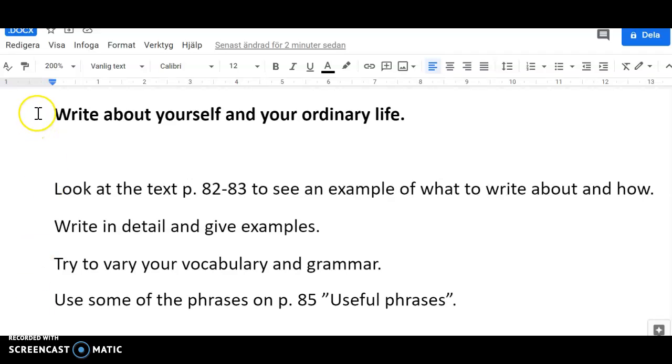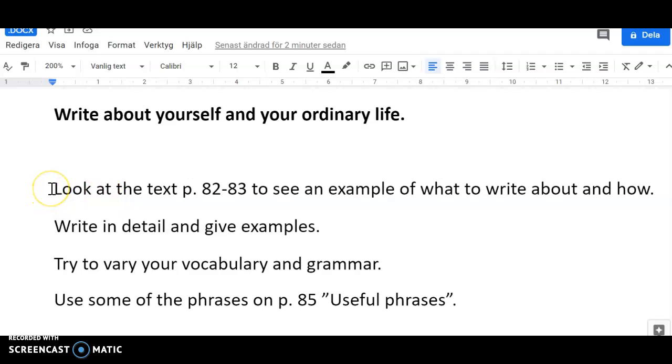Write about yourself and your ordinary life. Nu ska du skriva om dig själv och ditt vanliga liv, ditt vardagsliv. Du ska inte skriva om en vanlig dag i ditt liv, utan lite grann om hur hela ditt liv ser ut. Lite grann om hur ditt liv har sett ut.